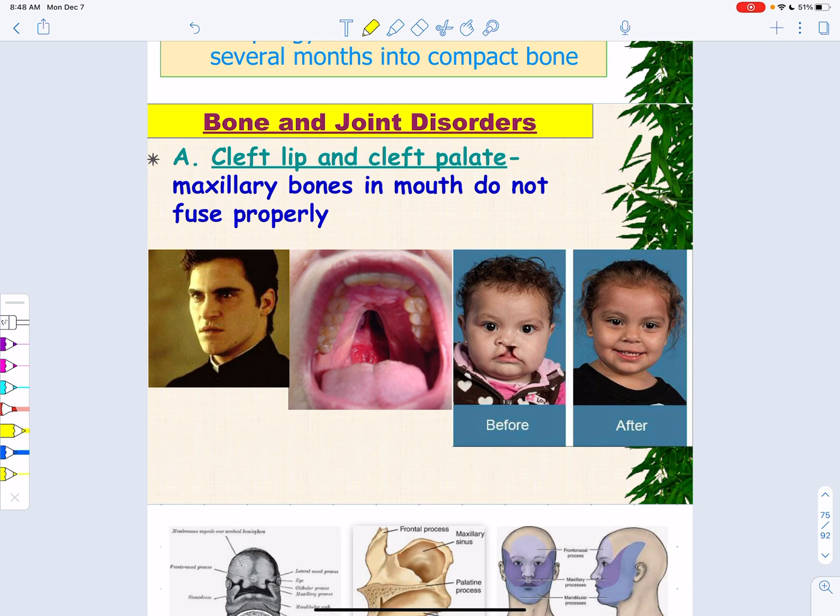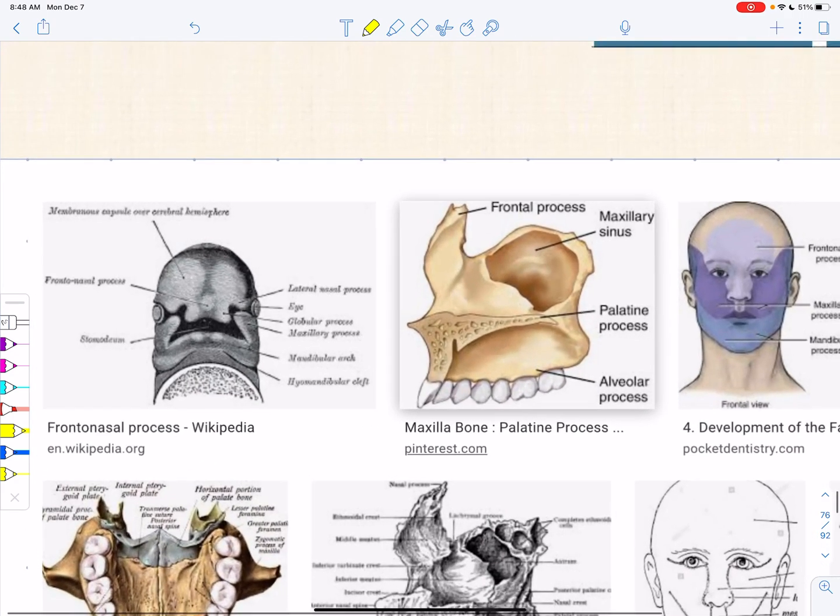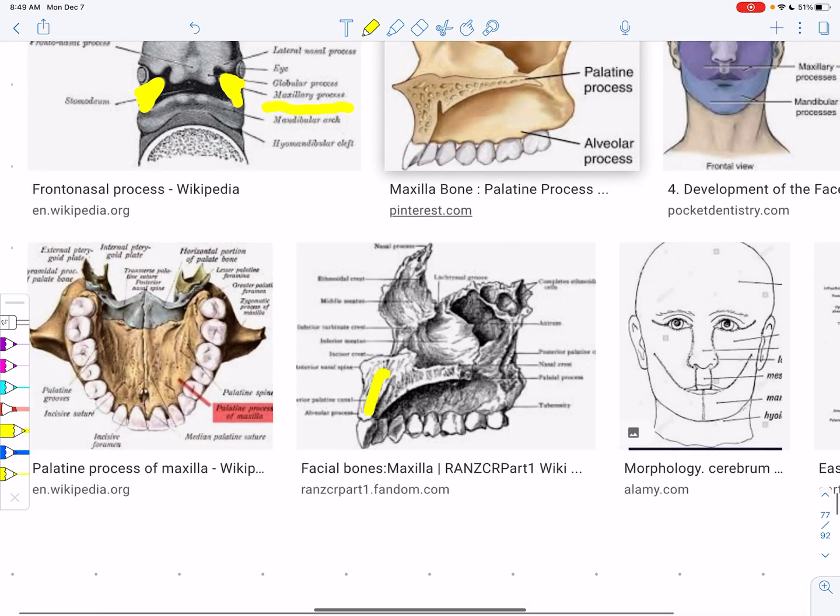Hopefully you remember in your face you have your maxilla, your maxillary bone, which is where your top teeth are. In the development process, when you are first forming, you can see here that I'm circling in yellow. This is about 6 weeks of development. Right here it says the maxillary process, and it's pointing to this bone. Well, what I just made yellow is going to be this right here.